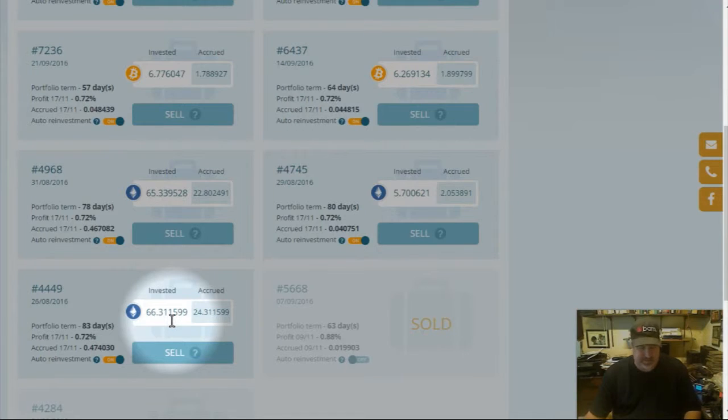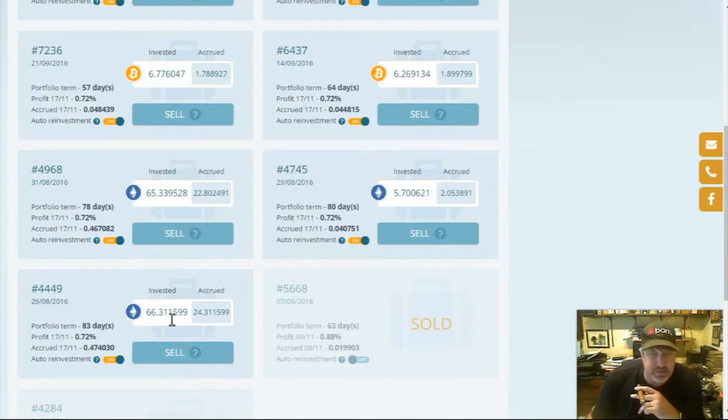This one I started with 42. You can see it says invested now 66.311, and 24 of that is accrued. That means I started with 42 Ethereum 83 days ago. If you do the math on that, making 24 Ethereum on the 42 I started with is about a 57% increase in portfolio value in those 83 days. And that's 83 calendar days, much fewer trading days.